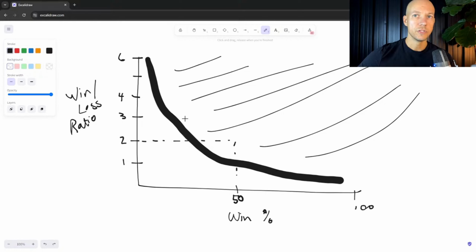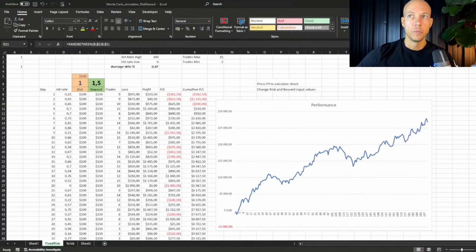So go and check it out. You can play around with this. If you look at 33%, you want to show up around here. Yeah, you can have a look at this chart as well. Hopefully it will help you guys to understand it better.